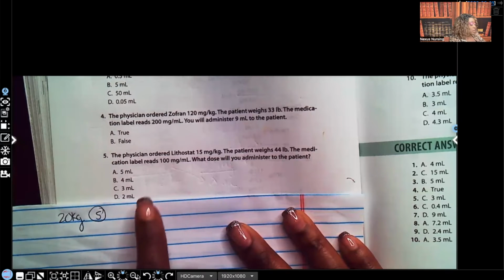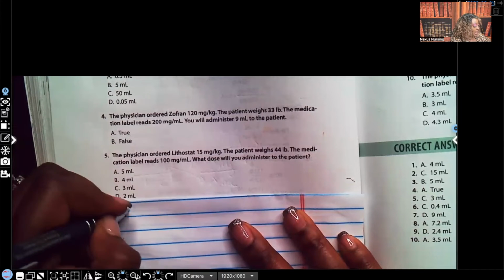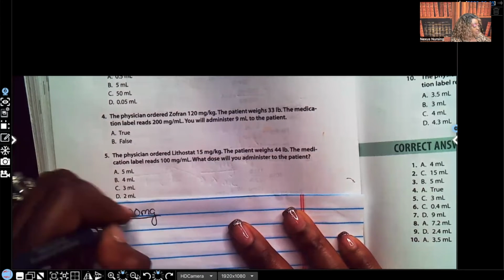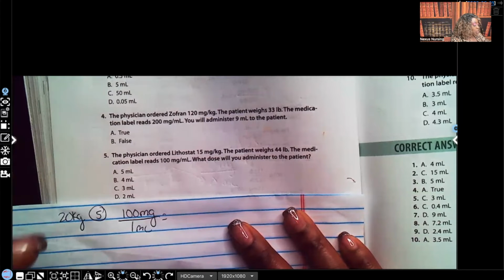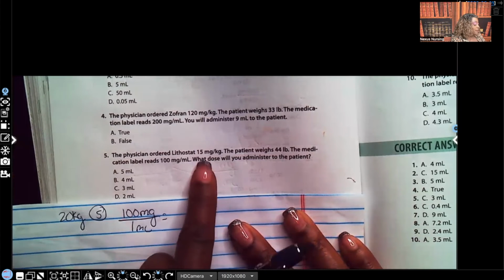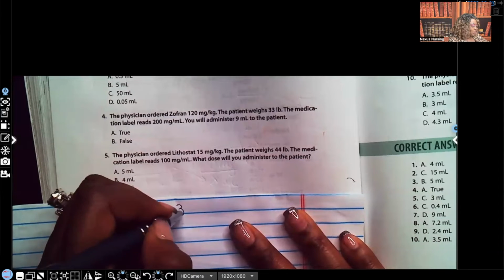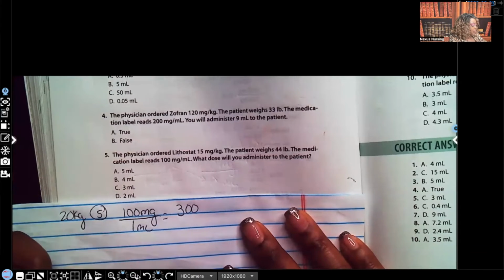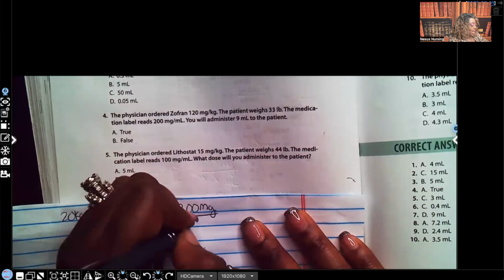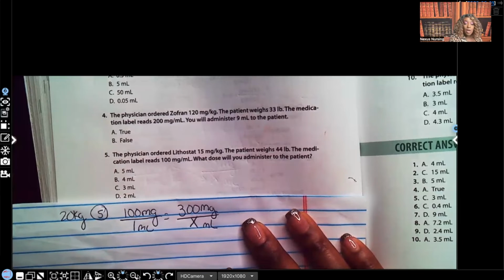What are we going to do next? We're going to start with what we have. We're going to look at the label. It says 100 milligrams per ml. Jot that down. 100 milligrams per 1 ml is equal to, remember up here what's being ordered, 15 milligrams per kilogram. Multiply that 15 times your kilogram. 15 times 20, and that gives you 300. That gives me 300 milligrams over X. What's my unit going to be? ml.